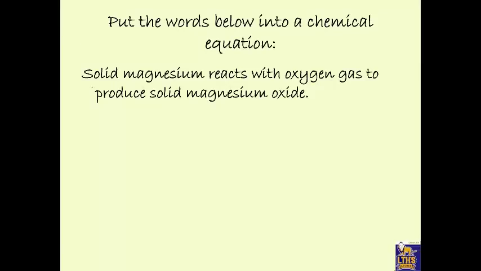So let's analyze it. We know we're going to have a solid in there, we're going to have a gas in there, and we're going to have a solid. So we're going to put the parentheses to tell everybody what state of matter they are. Reacts with is a plus sign. To produce is an arrow. So we can get going.